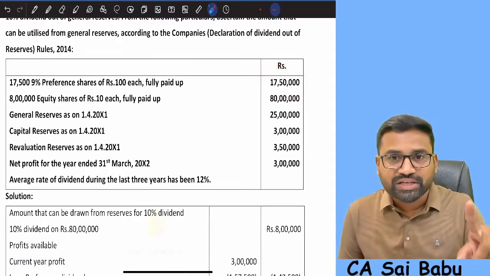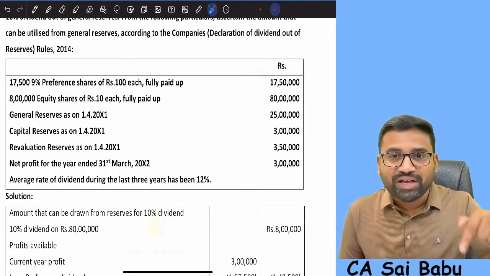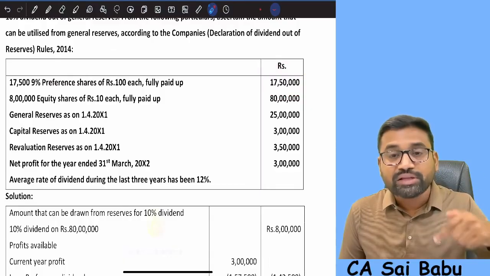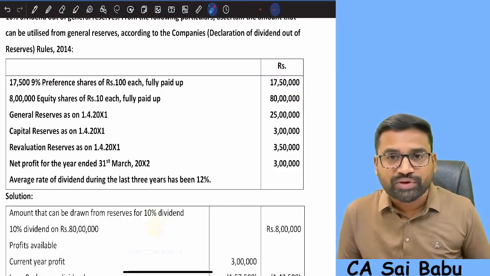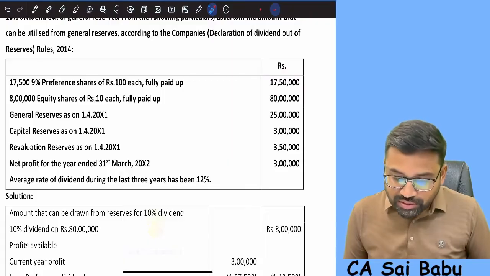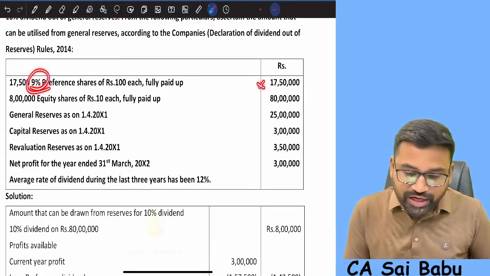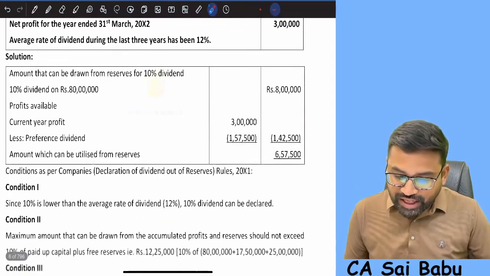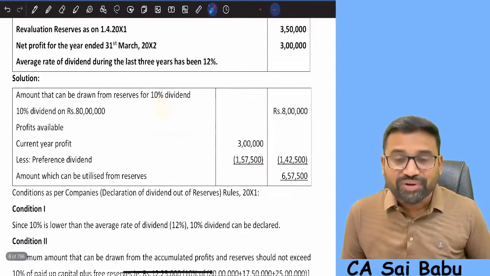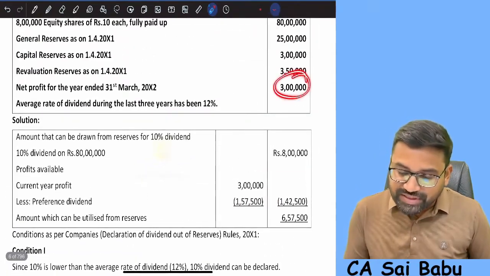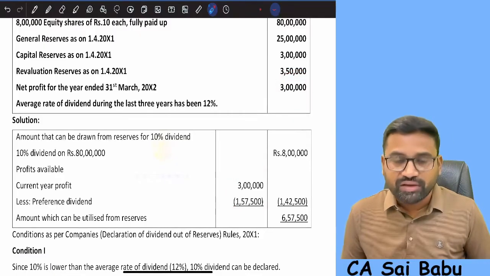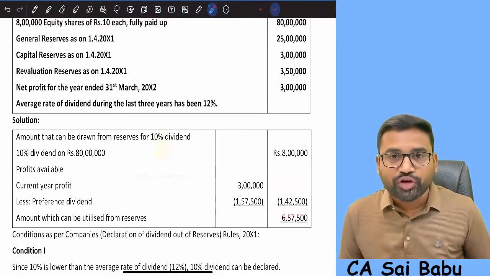Whenever we have preference share capital, first from the available profits, preference dividend will be paid. Then only the balance profit will be used for payment of equity dividend. So our current year profit is 3 lakhs. 17 lakh 50,000 into 9%, so 1 lakh 57,500 is the preference dividend. From this 3 lakhs, first I need to pay 1 lakh 57,500. So the balance available is 1 lakh 42,500.